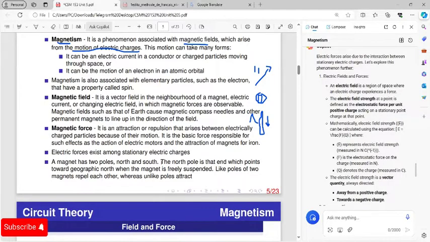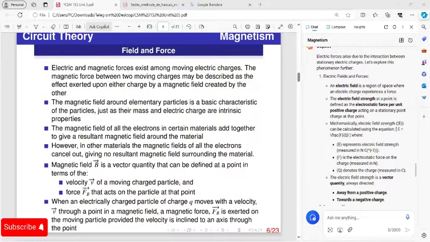And also we know that like poles of two magnets repel each other, whereas unlike poles attract. So if you bring the north pole of one magnet and the north pole of the other magnet together, it will repel. But if you bring unlike poles, north and south, together, it will attract. So that's another property of a magnet. The next slide.